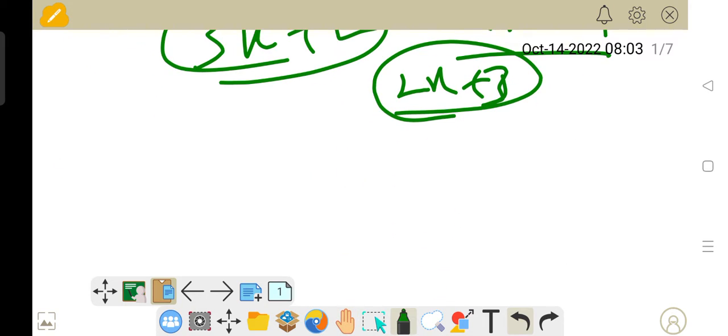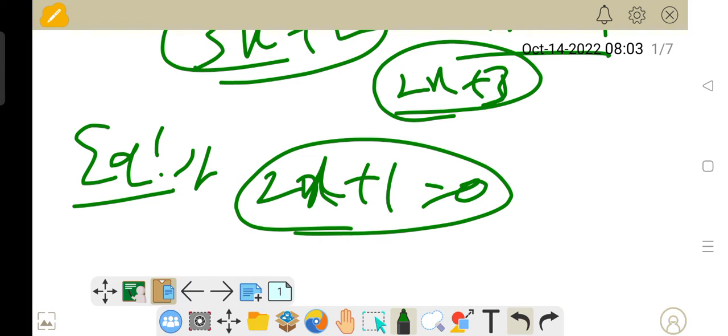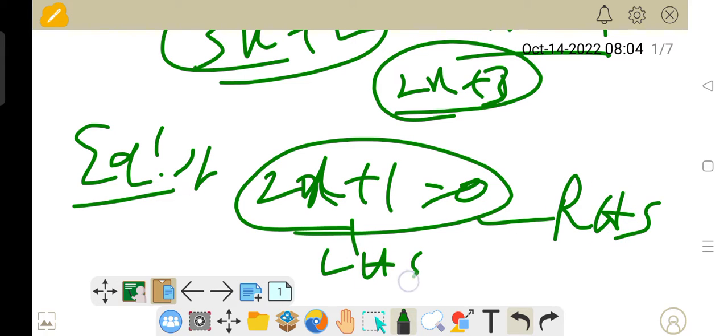But in the case of an equation, what does an equation mean? An expression having the equal to symbol. For example, 2x plus 1 equal to 0. This is an equation. An equation has both, this is RHS, right hand side, and this is LHS, left hand side. An equation contains LHS and RHS.